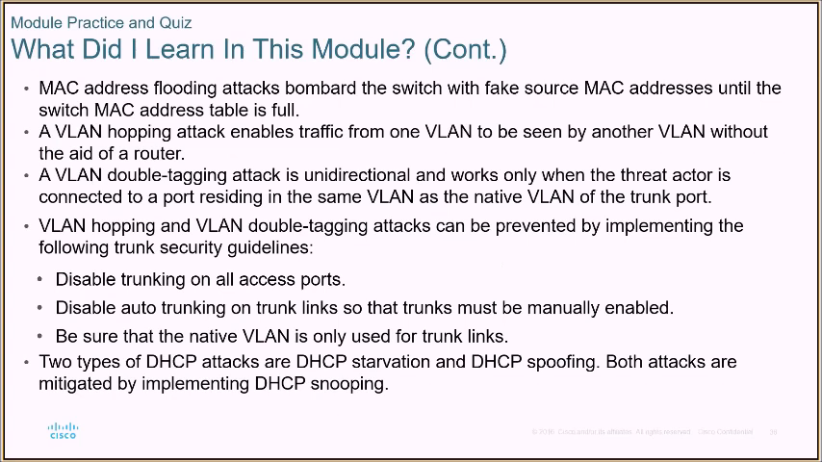So, manually put all access ports in access mode. Don't have dynamic trunking, and be sure the native VLAN is only used for trunk links and not available for host ports. Two types of DHCP attacks are starvation and spoofing. Both attacks are mitigated by implementing DHCP snooping.